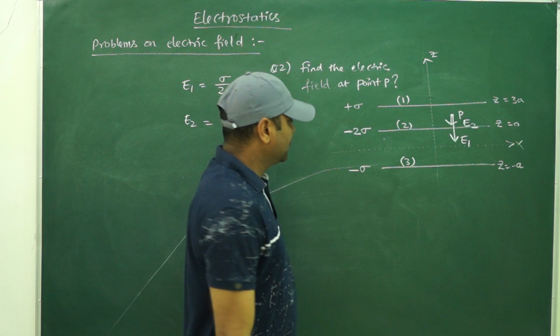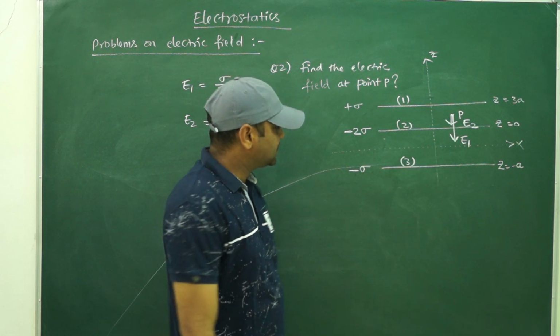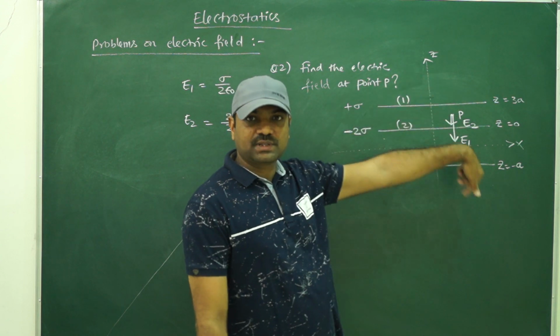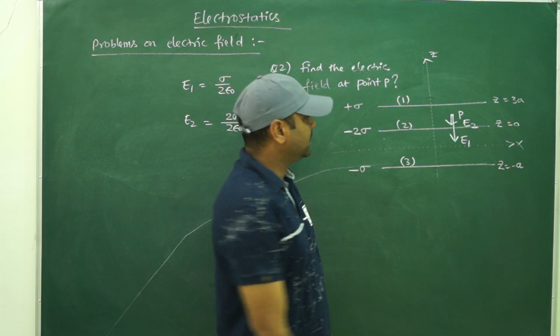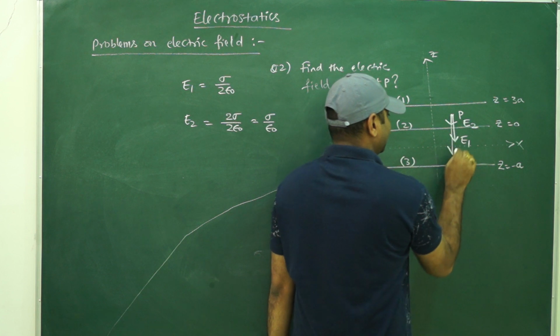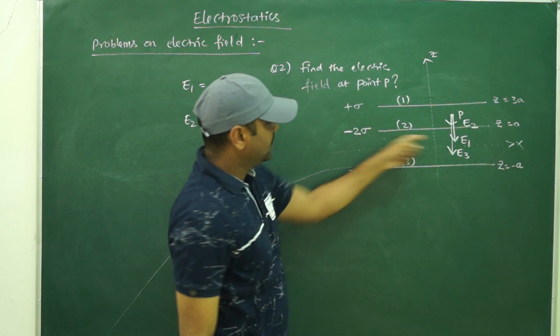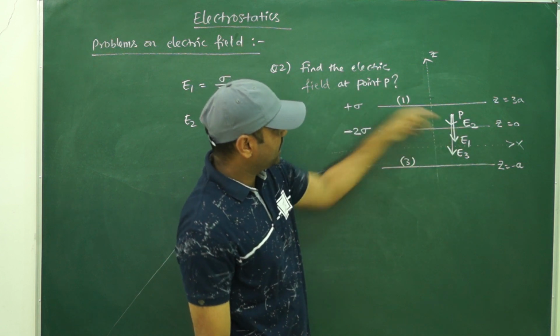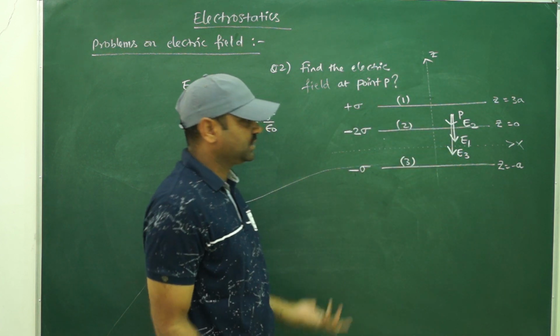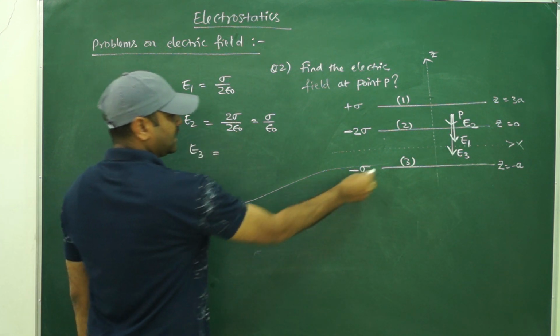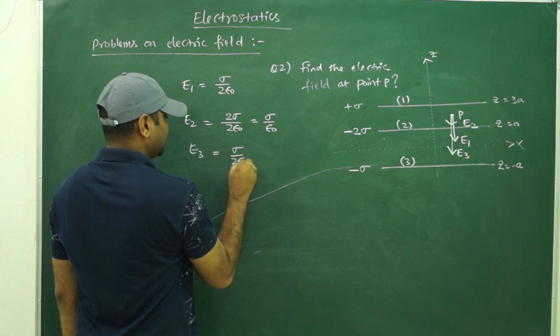Direction is downward. Let us go with the third plate, which is also carrying the negative charge. Then the field will be again towards the plate because of the negative charge nature. Then E3 will be towards the plate. This is the plate, towards the plate. Even the second also towards the plate, first away from the plate. So that is the logic. Then E3 is equal to sigma by 2 epsilon naught.